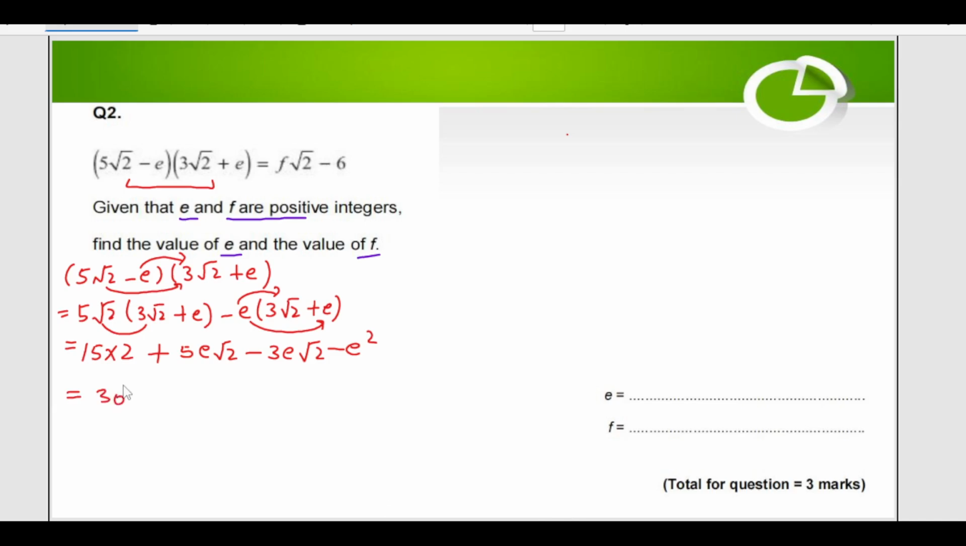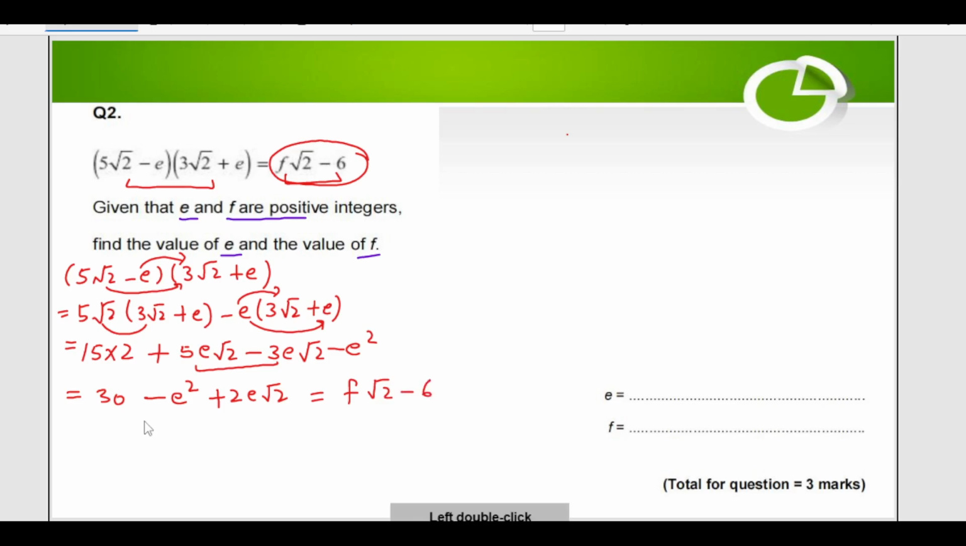So this is 30, minus e², which I bring here on the left hand side, then these two are like terms, 5 minus 3, so it will be 2e√2. Now 5 is greater and it has a positive sign, so we have taken a positive sign here. Now this is equal to what we are given: f√2 minus 6.